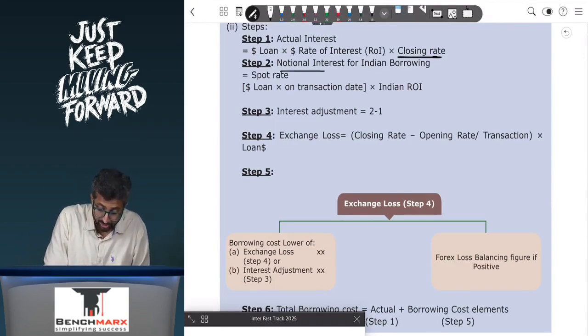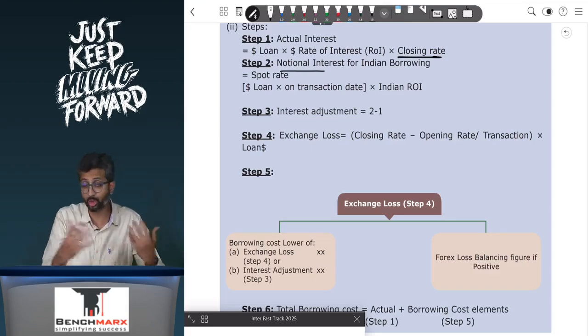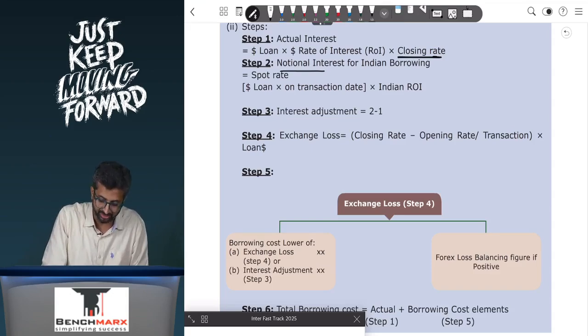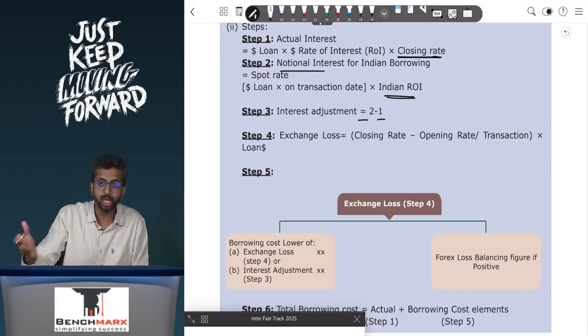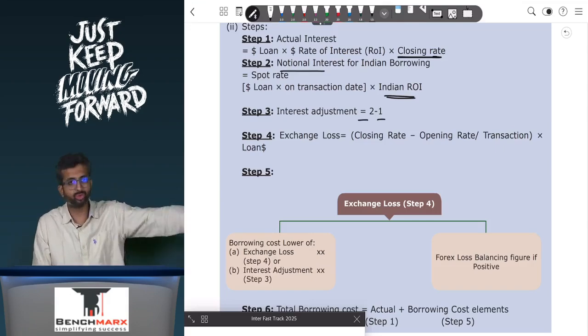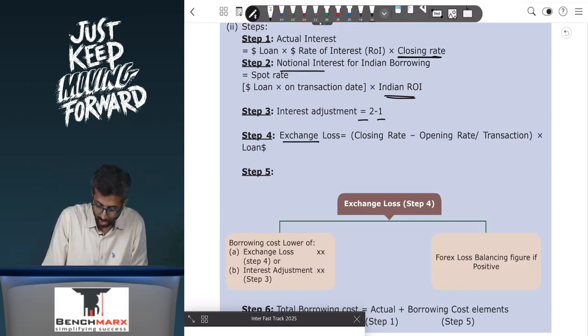Second, notional interest if the borrowing was taken in India, that is based on the actual dollar loan, $20,000, into the rate of 48 when the loan was actually taken. So this is 9,60,000 into the Indian ROI, and then the difference between 2 and 1, that is 1,05,600 minus 60,000, is your interest saving. However, it is not necessary that what you save entirely is what you have to pay. So we will compare this with the exchange loss, which is a closing rate of 50 minus the 48 rate into $20,000. So this will come to, let us say, 40,000.